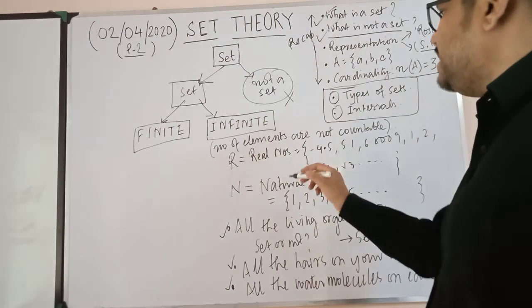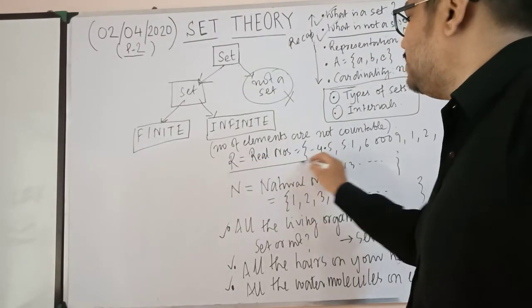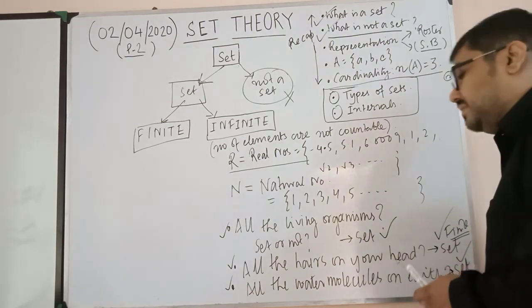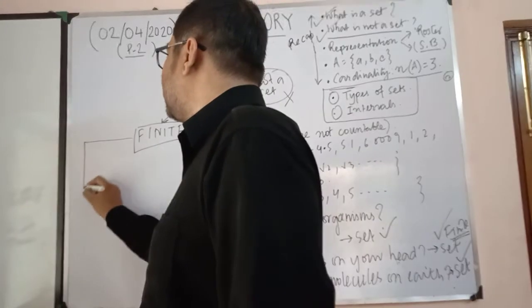Now infinite sets, I told you: real numbers, natural numbers, you can also say all the integers. So integers also include the positive integers, the negative integers, you can say all the whole numbers. Those are infinite sets. Now we will try to categorize this finite set.